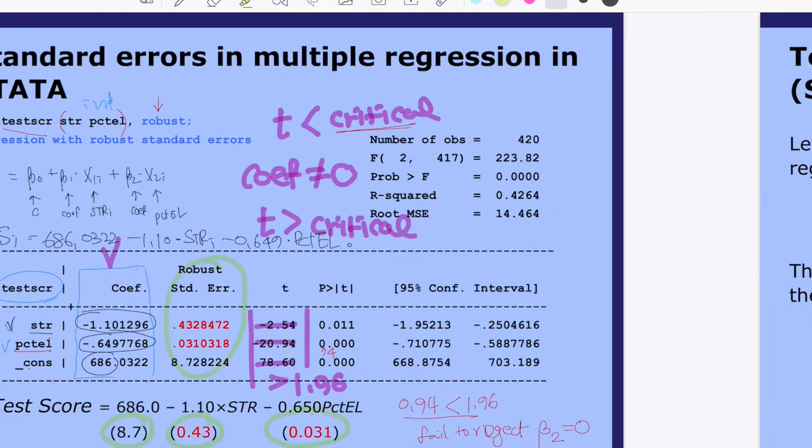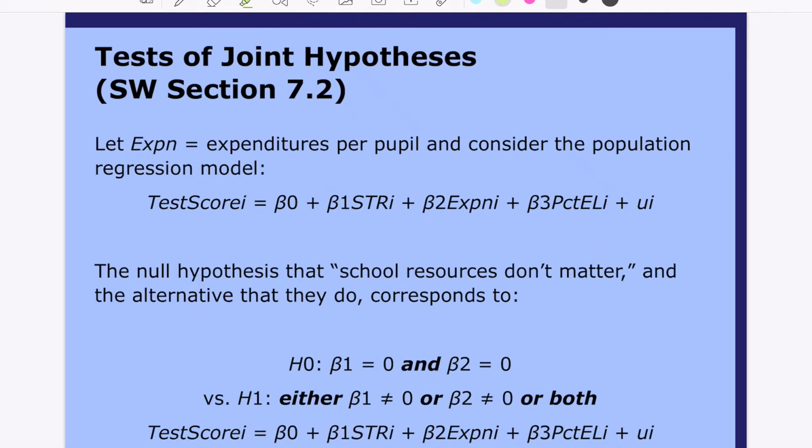Okay, so moving on. Test for joint hypothesis. So far we have just dealt with single regressor hypothesis tests, right? So we just assume one value to be 0 or not. That was our main concern.